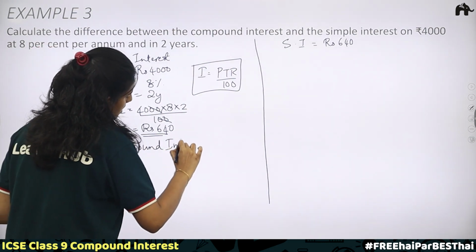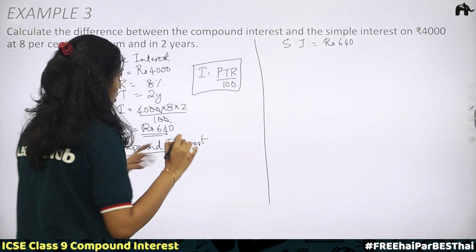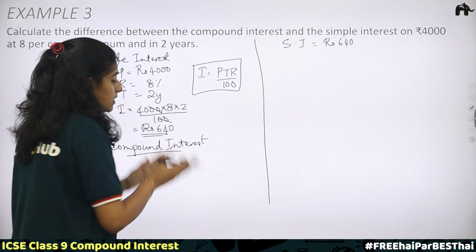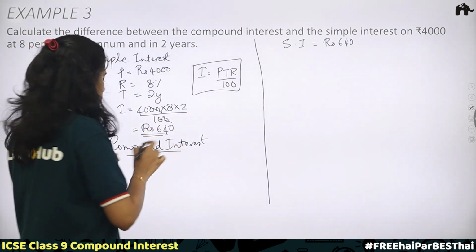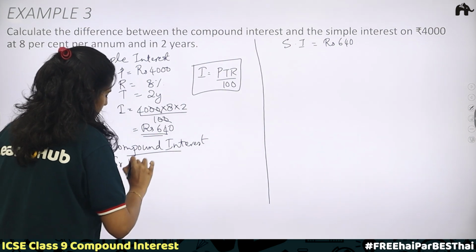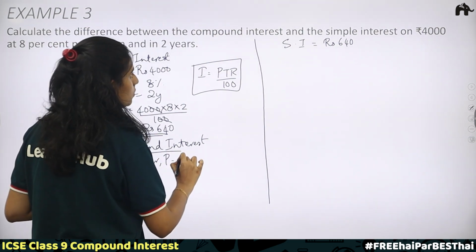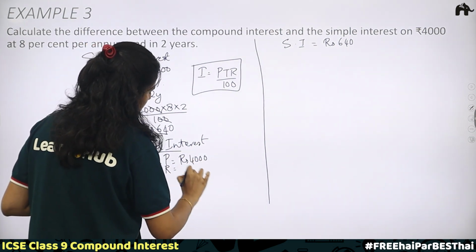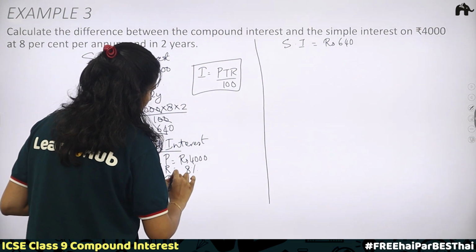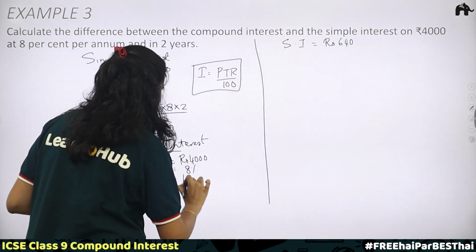Compound interest. Okay. To find compound interest, you have to find for first year separately and the second year separately and take the sum. Okay. So first, for first year, principal will be the same. P is equal to rupees 4000. Rate of interest is 8%. Now the time will be 1 year. We are finding the interest for the first year. So time is 1 year.